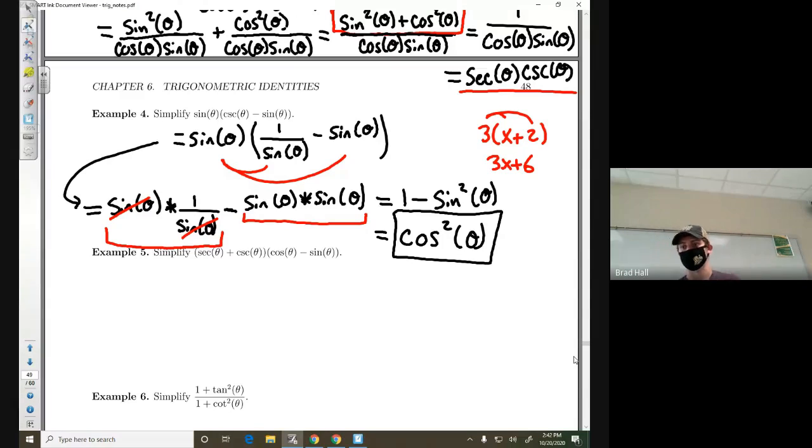So if I ask you that the simplified form needs to be one term and not two terms, then you would be forced to put this as cosine squared of theta. Because 1 minus sine squared of theta is obviously two terms. There's the 1 and the sine squared.